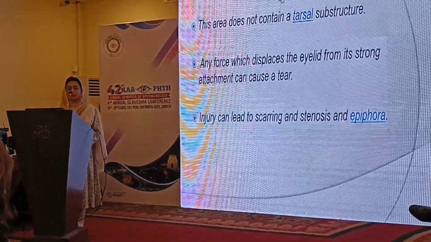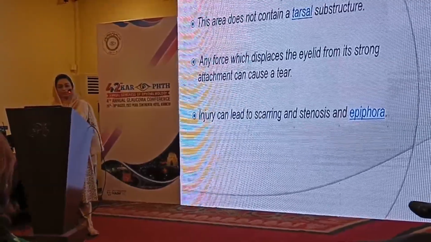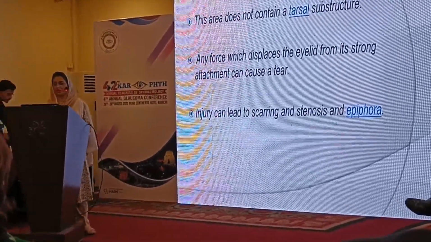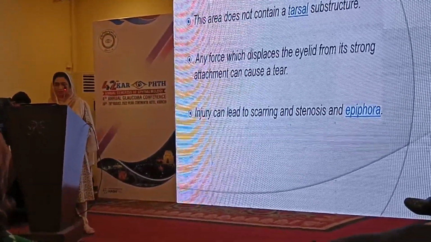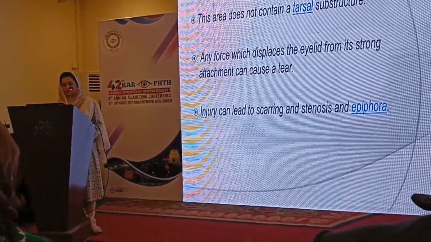Area is not supported by the tarsal substructure. So any force that displaces the eyelid from its strong attachments can cause a tear, and of course can lead to stenosis of the puncti and canaliculi.